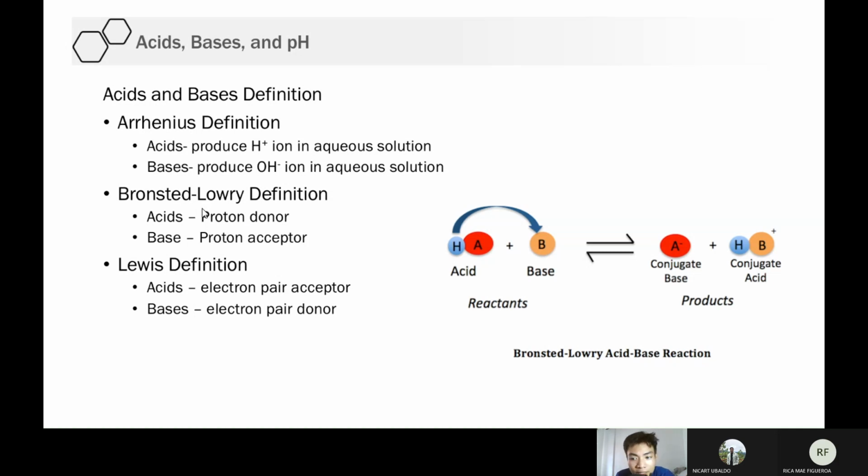Again, so how will you classify whether a molecule is an acid or base? Just look at the equation. Kung sino yung nawalan ng H, siya yung acid. Kung sino yung nakatanggap ng H, siya yung base. And again, we call the molecule that has its hydrogen removed the conjugate base. Yung natanggalan ng hydrogen, conjugate base tawag doon. And yung nadagdagan ng hydrogen, we call that the conjugate acid.